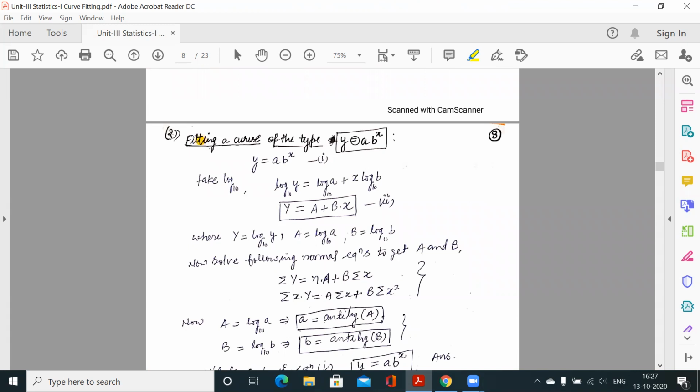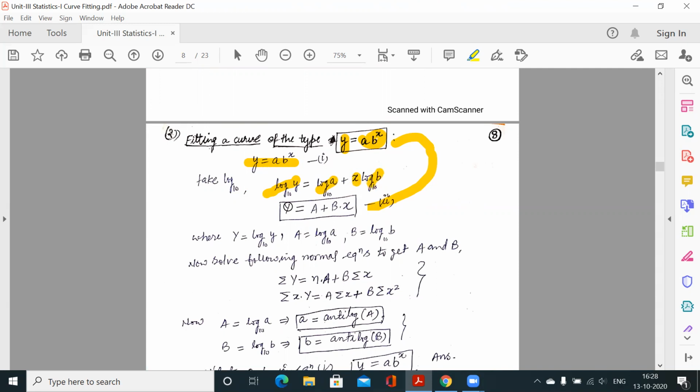Now this is also an exponential curve, but the type is y is equal to a into b to the power x. Initially it was a into e to the power bx. Now we have y is equal to a into b to the power x. What do we have to do? Apply logarithm to make it a straight line. We have to convert this into a straight line. So using the logarithm property, log y is equal to log a plus, now x is in the power, so x into log b.